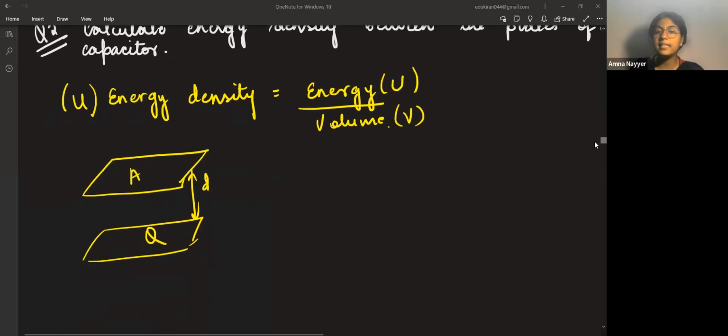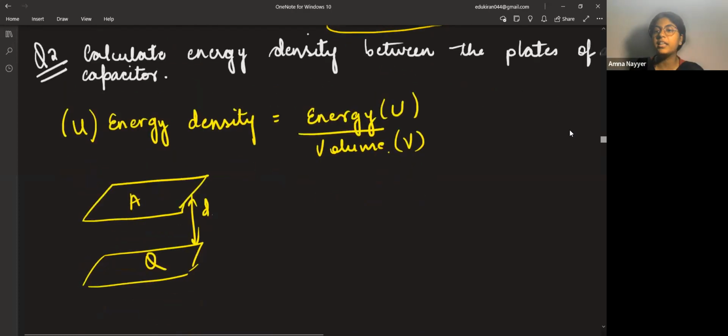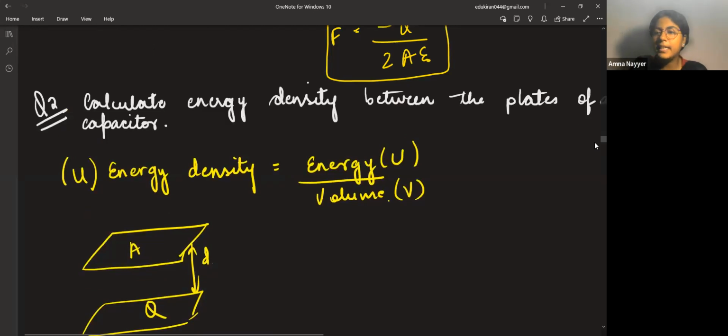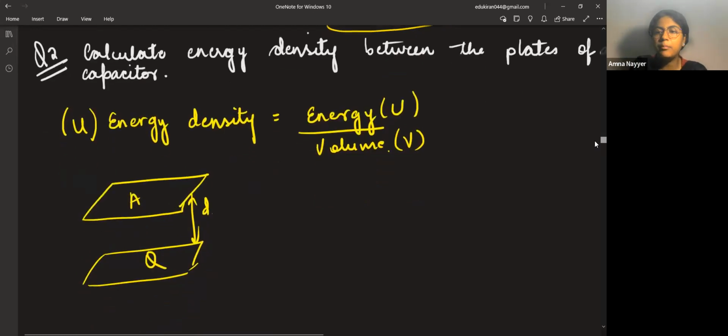Yes, class. The next is calculation of energy density. Calculate the energy density between the plates of a capacitor. Energy density basically means energy per unit volume. Likewise, in current electricity you will be studying current density. Densities mean something per unit area or per unit volume. Here we'll be talking about energy per unit volume.